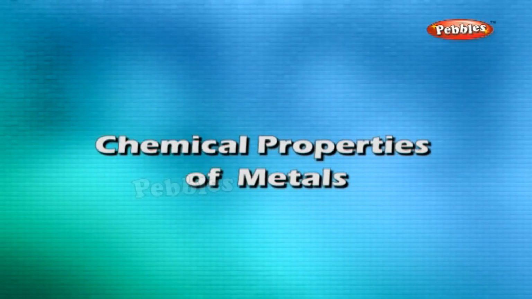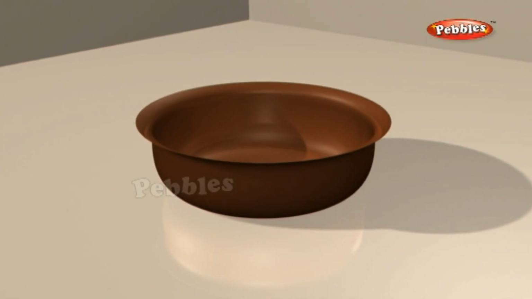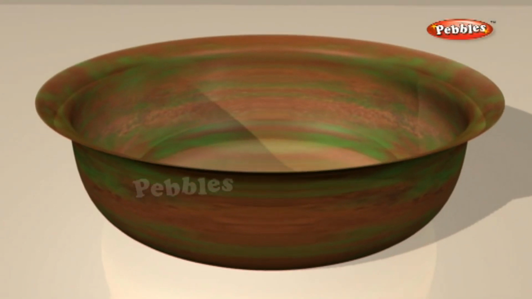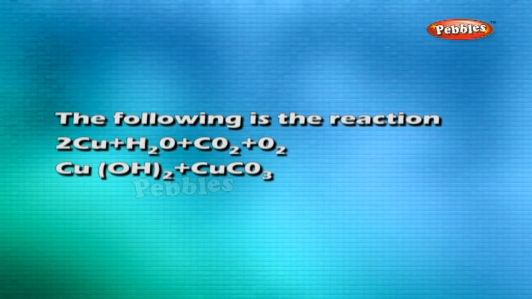Chemical properties of metals. When a copper vessel is exposed to moist air for long, it acquires a dull green coating. The green material is a mixture of copper hydroxide, Cu(OH)2, and copper carbonate, CuCO3. The following is the reaction. 2Cu plus H2O plus CO2 plus O2 gives Cu(OH)2 plus CuCO3.